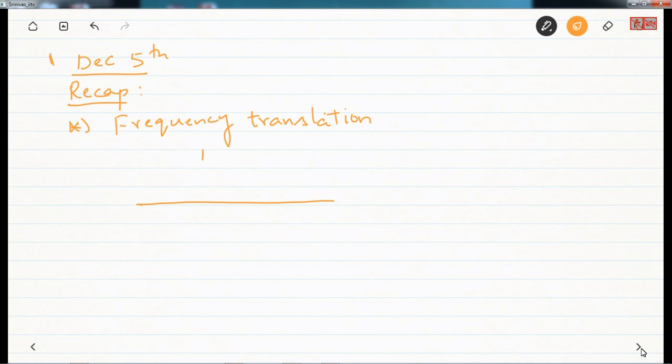This is the frequency spectrum, and this is 0 hertz. And then say if the message signal is something like this, then we are translating this to some carrier frequency, a very high frequency, so that the resultant signal will be something like this. This is what we discussed, and we discussed 4 advantages or 4 necessities of frequency translation, right?